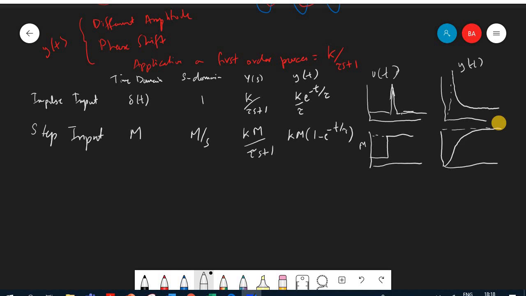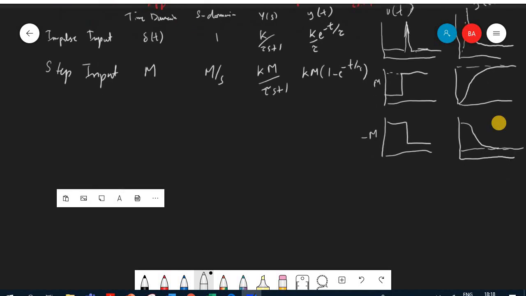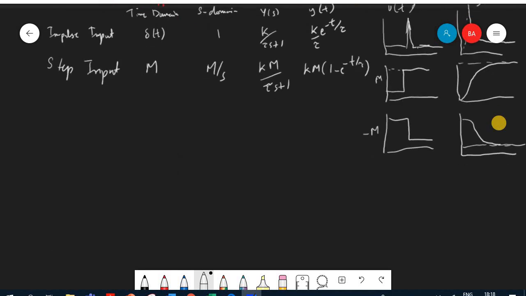And just to consider that if I had a step input which is negative, my output will be something like that. So don't worry, it will get to a new steady state value here. So instead of m, I'm going to say it's minus m. So don't get confused with that. This is how it looks. Now that's the step input.